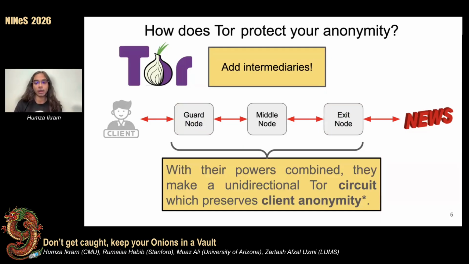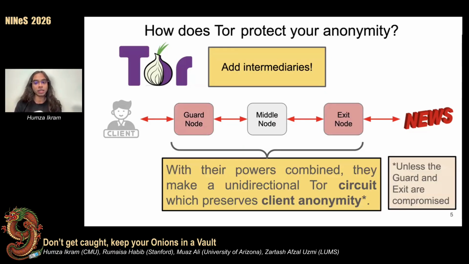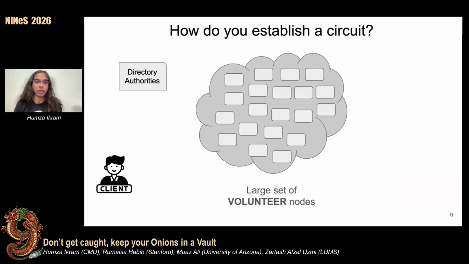This circuit is usually secure unless the guard node is compromised, in which case you can try to correlate traffic, but yeah, that's just what Tor is right now.